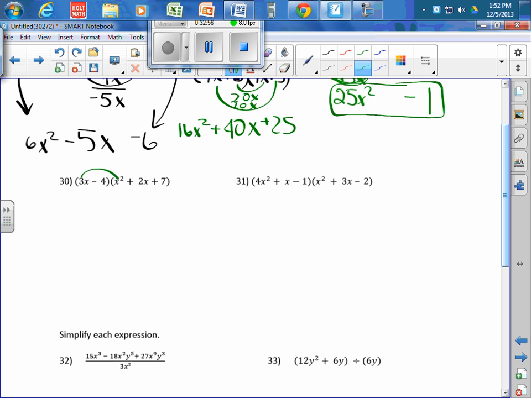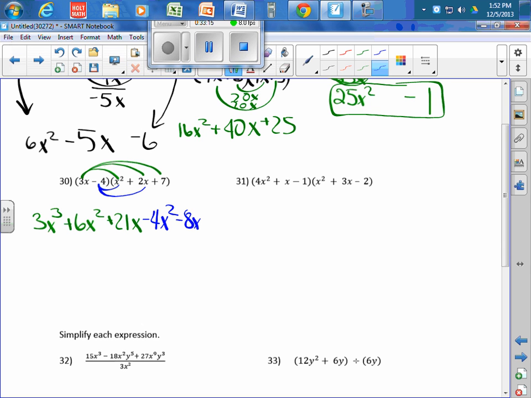3x times x, 3x to the third. 3x times 2x plus 6x squared. 3x times 7 plus 21x. Negative 4 times x squared is negative 4x squared. Negative 4 times 2x, negative 8x. And then negative 4 times 7, negative 28.